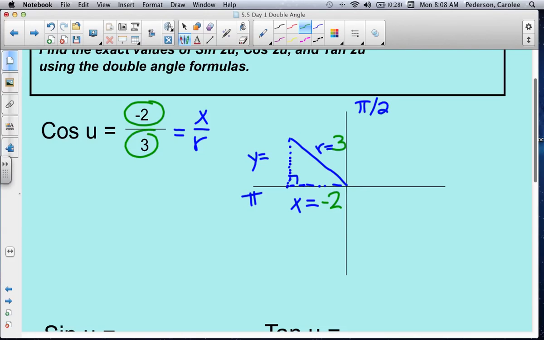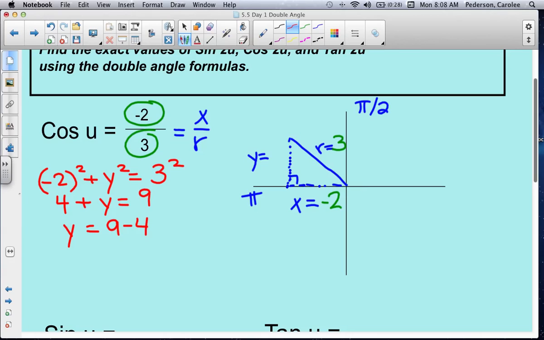There's one piece we don't know in this right triangle, which is the y. So we're going to use the Pythagorean theorem to find that y value. So we say negative 2 squared plus y squared equals r squared. And now we solve it for y. So we square those terms. Then we undo the 4. And we get y to be plus or minus the square root of 5. So now, if we look at the second quadrant, it has to be a positive y. So there are 3 values.